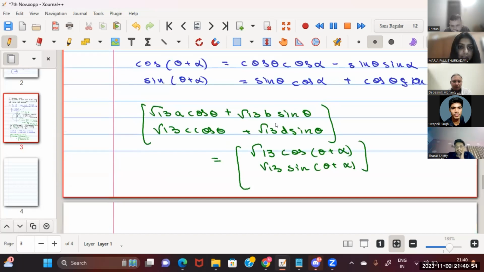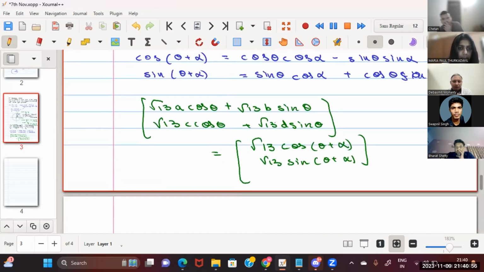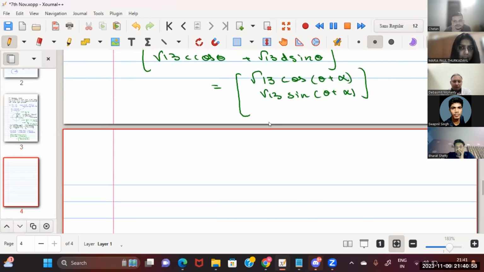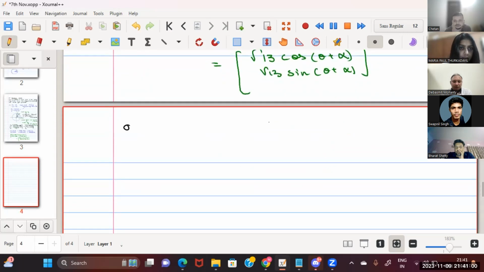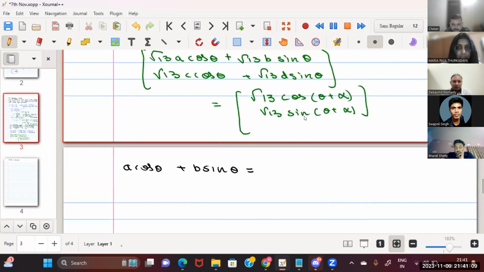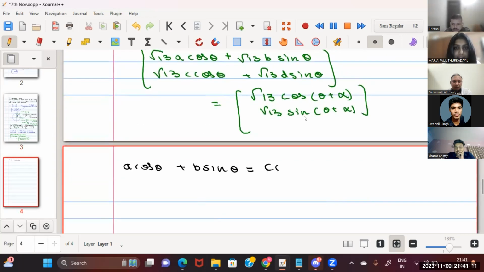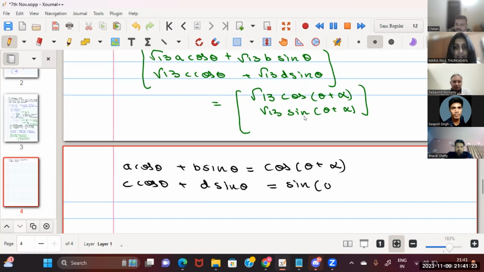I'll do the math, I guess. So a cos theta plus b sin theta, the root 13 gets cancelled, is equal to cos of theta plus alpha, and c cos theta plus d sin theta is actually equal to, this is just math that you guys can also get on your own. I'm just writing it for the sake of completion.